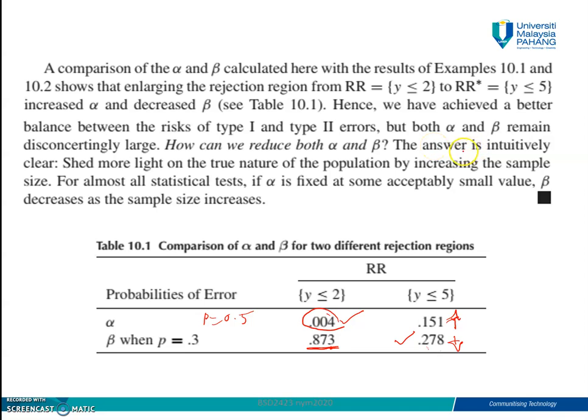So how can we reduce both alpha and beta? The answer is intuitively clear: shed more light on the true nature of the population by increasing the sample size. This is statistics. If you want to reduce the value of alpha and beta, which is type 1 error or type 2 error, you need to increase the sample size. In applied statistics, it is the same for reducing the estimation error, the margin of error too. Usually we increase the sample size. For almost all statistical tests, if alpha is fixed at some acceptably small value, beta decreases as the sample size increases.